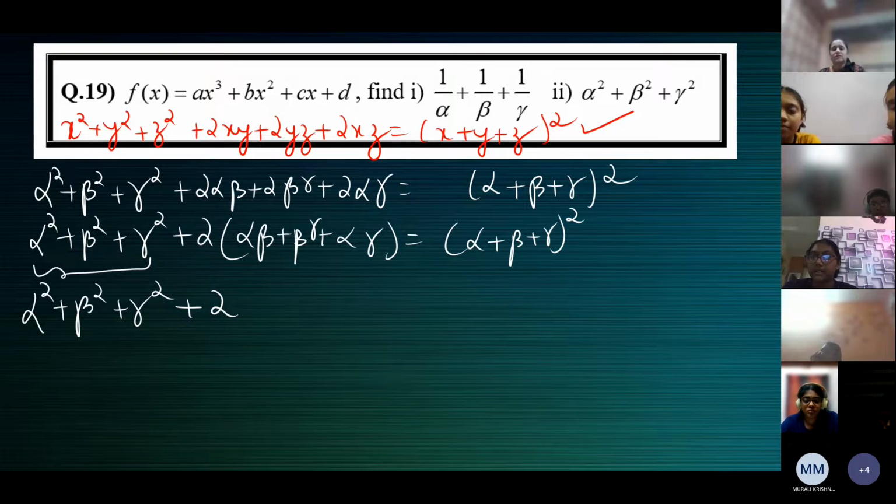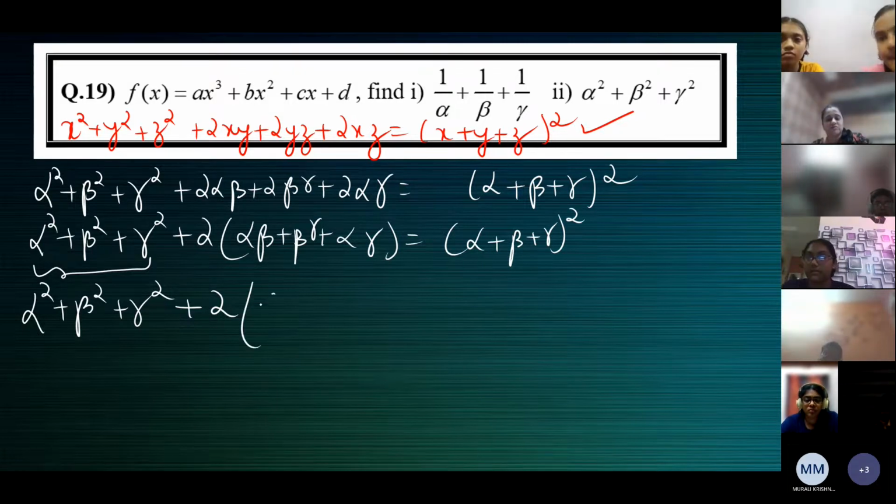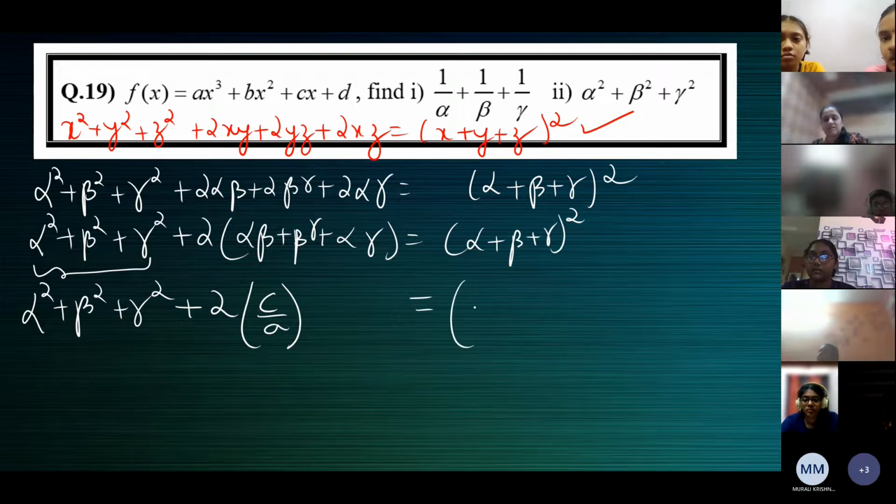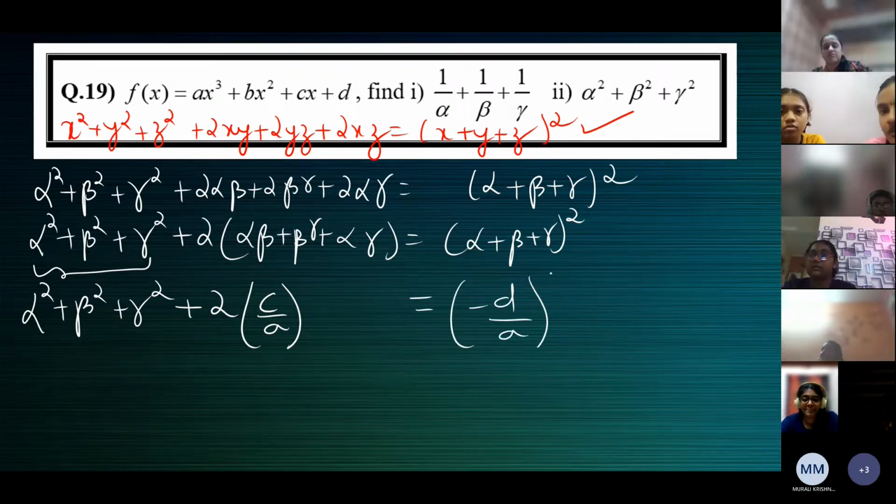C by A, ma'am. So substitute C by A. What is this? Alpha plus beta plus gamma is minus B by A, minus D by A. That's all. Work this out and find the value of alpha square plus beta square plus gamma square.